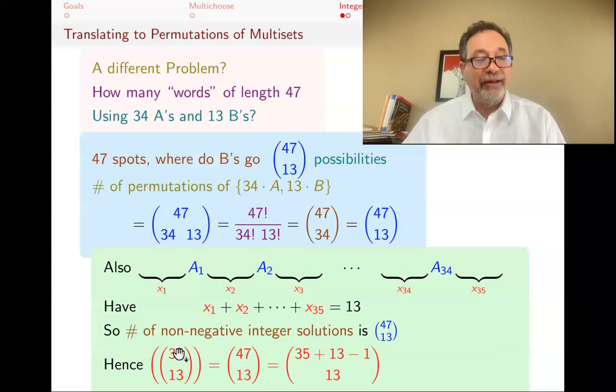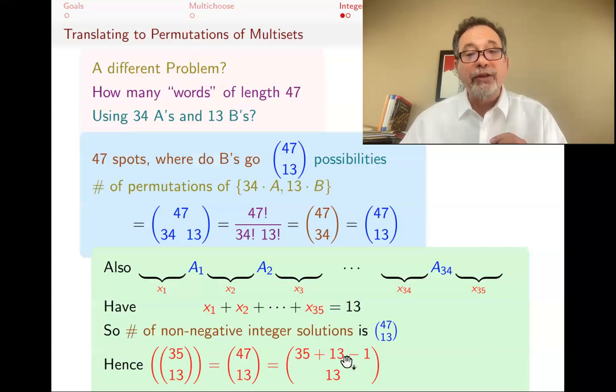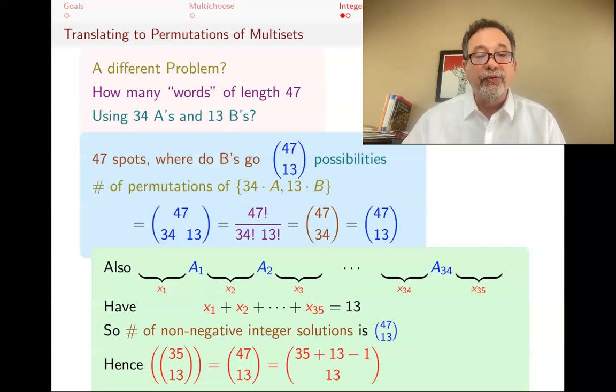So the way I like to think about this is that you add these two up. If you want to find 35 multi-choose 13, you add these two numbers, 35 and 13, you get 48. You subtract 1, you get 47, and then 47 choose 13. Okay, so we solved the problem.